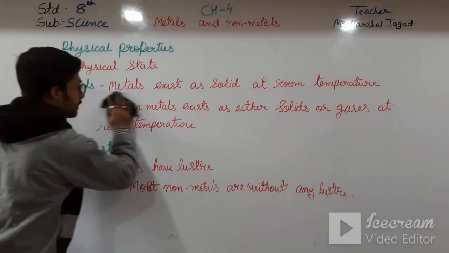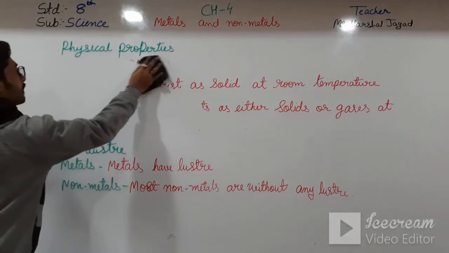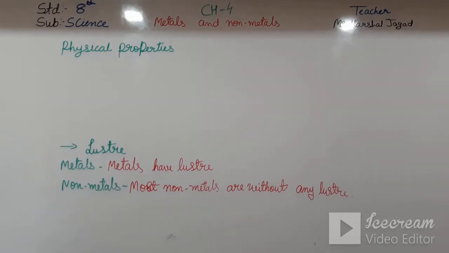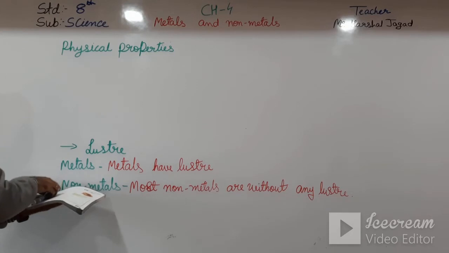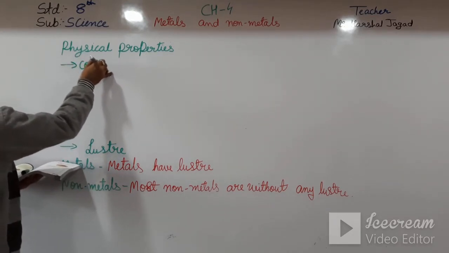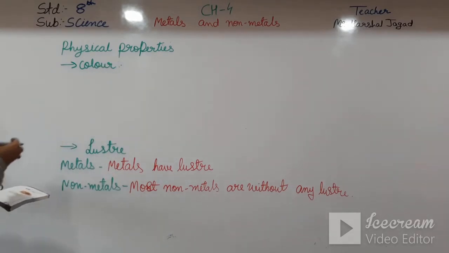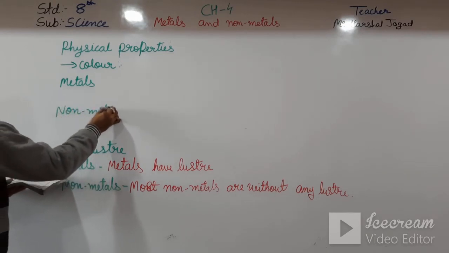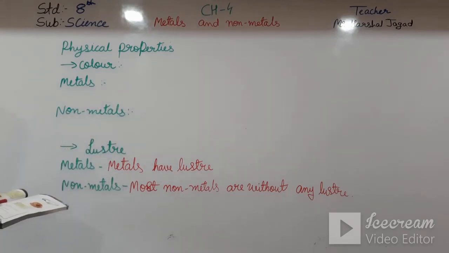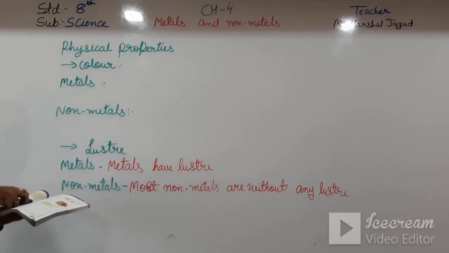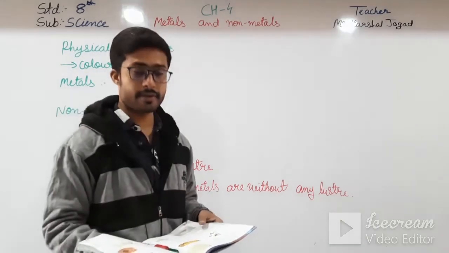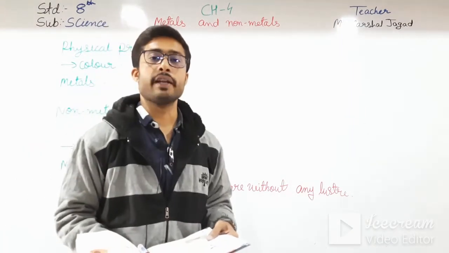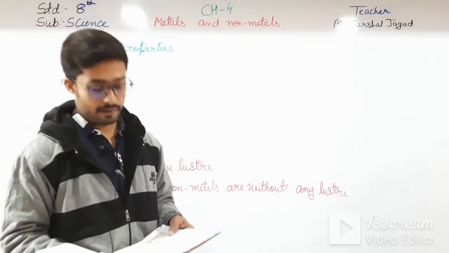And the another property, that is color. So in color, metals and non-metals. So color, we can see color, all metals are white or silvery gray with the exception of gold, which is yellow, and copper, which is reddish brown. So here gold and copper are of different color. All the other metals are white or silvery gray.